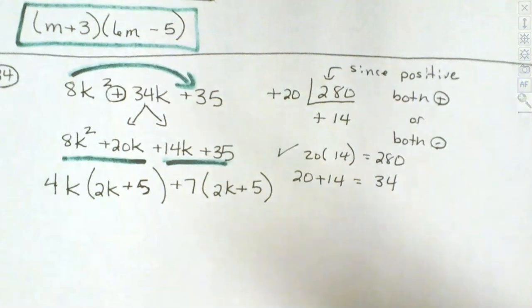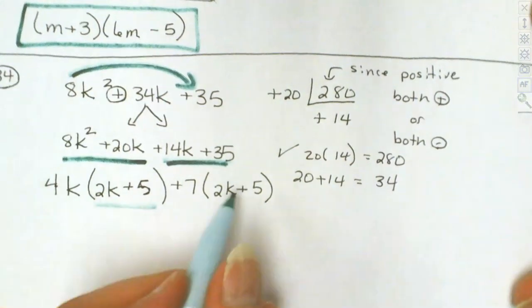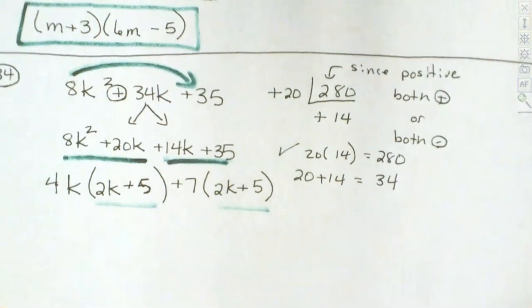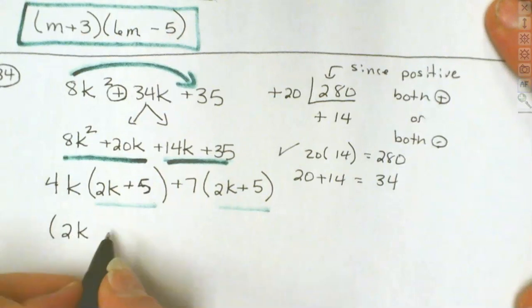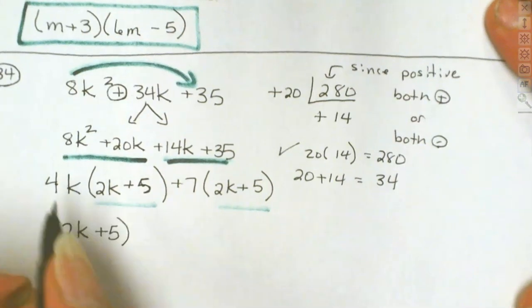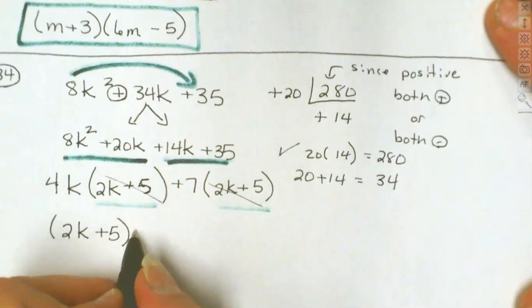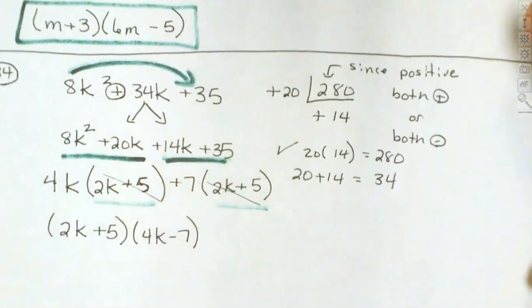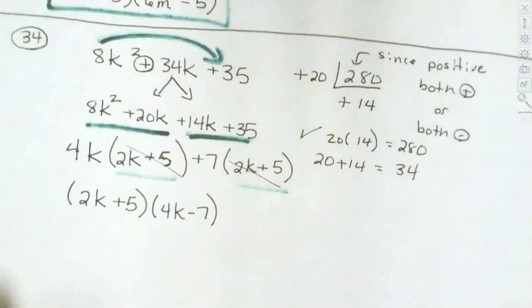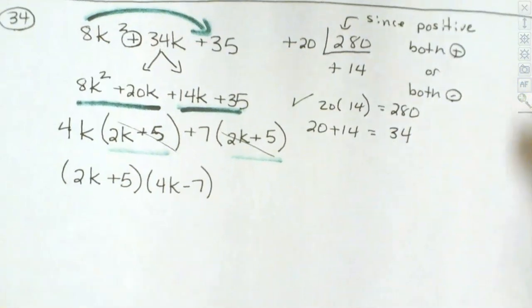Are my groupings now the same? Yep, and they should be. If they are not, you made a mistake. So that's an easy way to know you made a mistake. If they don't match up, you made a mistake somewhere. So now that's going to come out as 2k plus 5 and 4k plus 7. And that's your final answer on that.